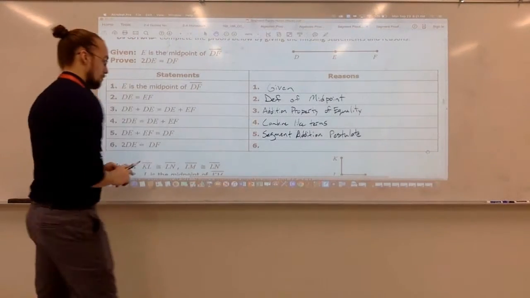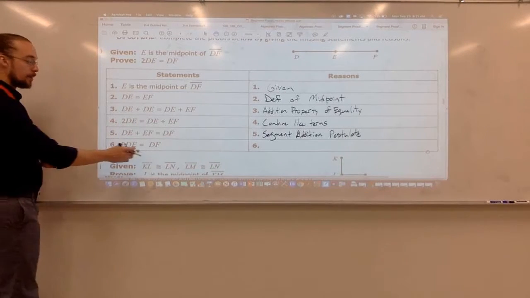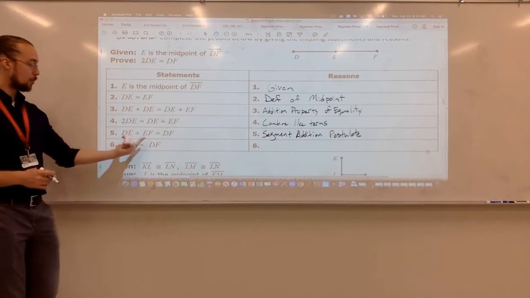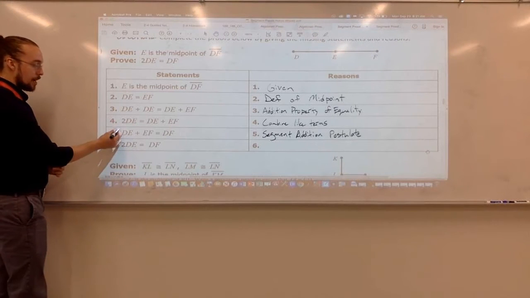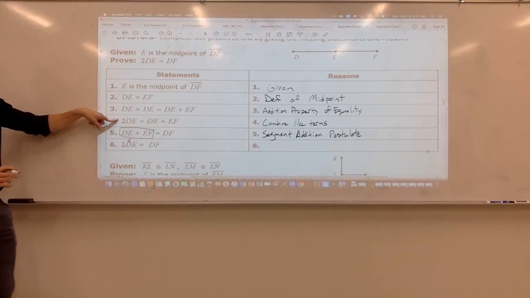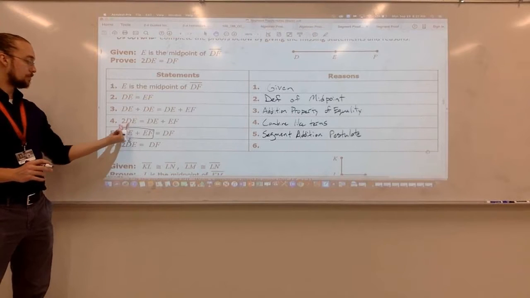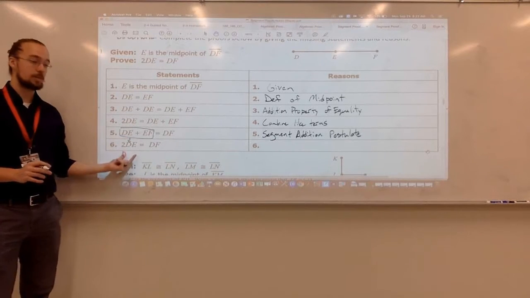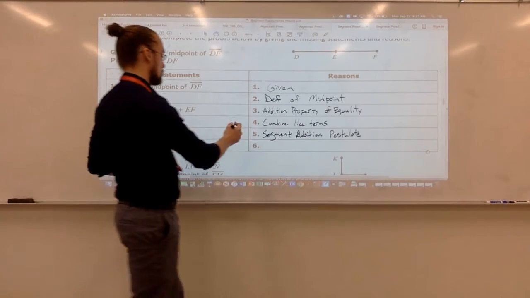We could use substitution. That would be one way. There's actually two different ways that we could prove this at the end. Substitution is one of them. Because what we're saying is, we did have DE plus EF equals DF, and then somehow this changed to 2DE. Well, in line 4, we said those two things are equal to each other, right? 2DE is equal to DE plus EF, so I can substitute them in place of one another. Okay, that's one of the reasons we can use.